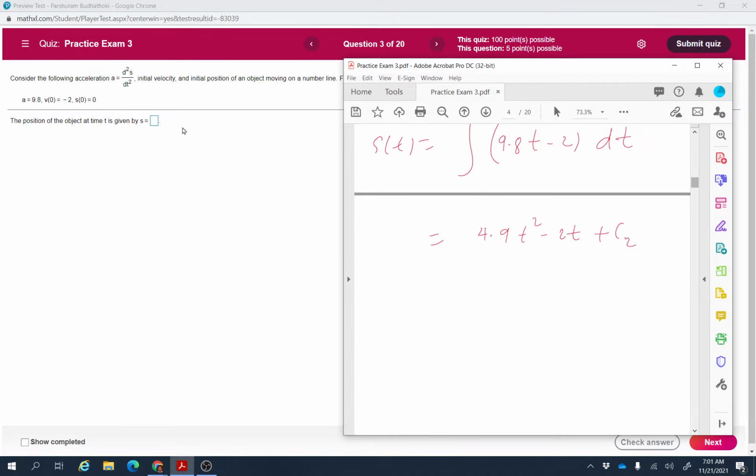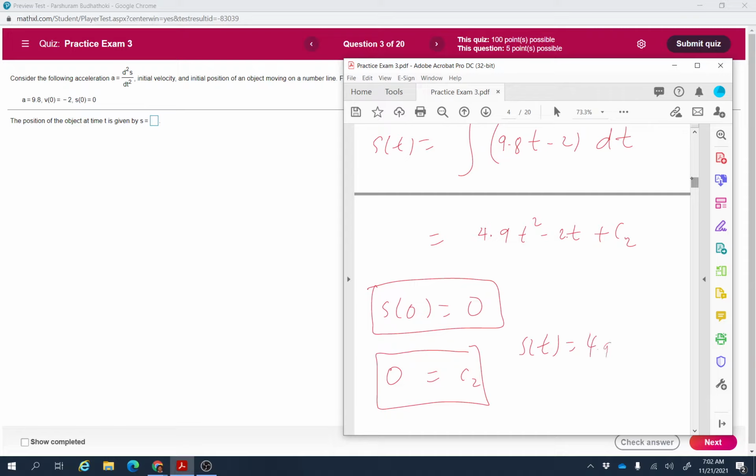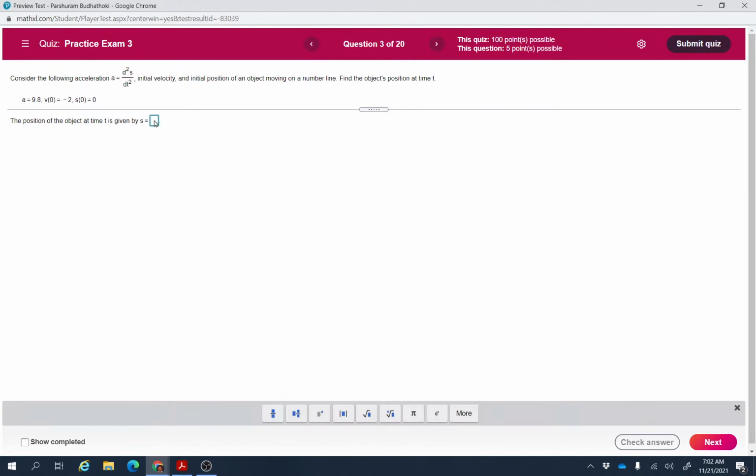And now by using the condition here, this is called the initial condition. When t is 0, the position function is 0. I'm going to apply this condition here. So 0 on the left side, and just replace t equal to 0 on the right side. That will eventually give you c2 equals 0. So the position function s of t is 4.9t squared minus 2t. That's our final answer, because this constant c2 is 0. So the answer is 4.9t squared minus 2t. That's the answer.